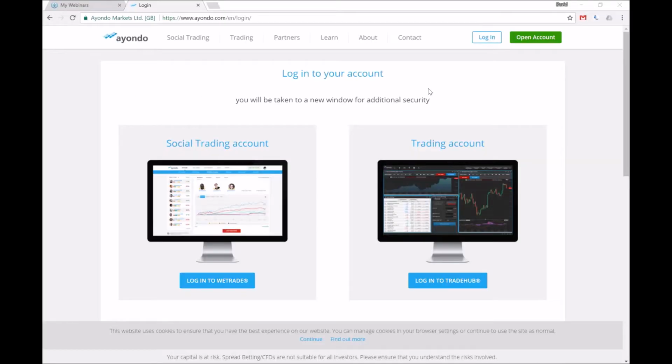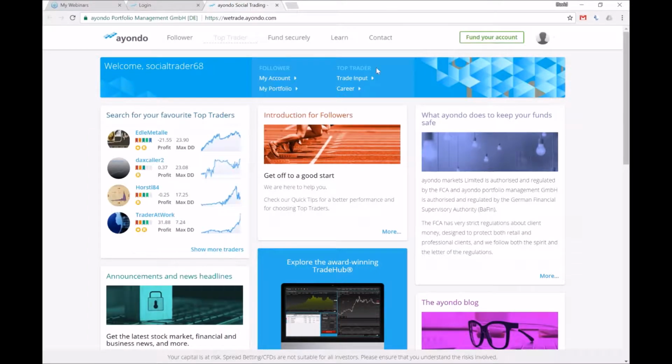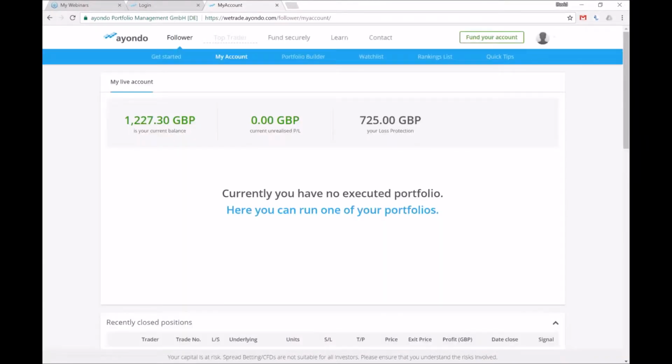Okay. So we've gone to Aondo's website, aondo.com, and what we're looking at here is the page, log into your account. So I'm going to log into my account, and then we'll get cracking. I think I did log in before I started this evening. So there's the page that I end up on. This is my account, just over £1,200 in. I'm not running any portfolios at the moment, so I think I am following people, but I've stopped trading before I started this webinar this evening.